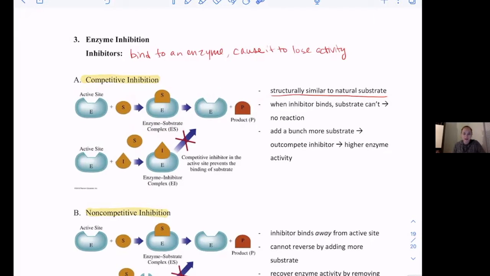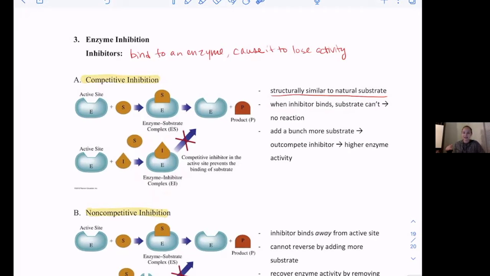With a competitive inhibitor, that's what this I is, you see that part of this shape is the same as our substrate. So half of it's an oval, but the other half is a party hat. Looks like a party hat. So our party hat inhibitor can then bind to the same active site in a similar way, but it's not the correct molecule for the reaction to occur. Therefore, it will bind in the active site and then just sit there. No reaction will happen. So what this is saying here, when inhibitor binds, substrate can't.